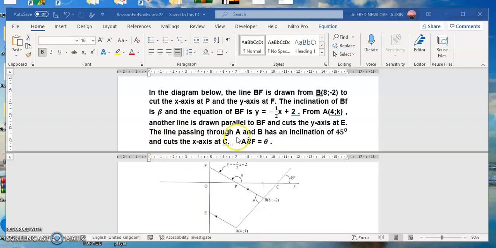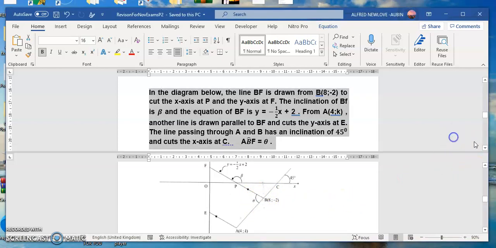The line passing through A and B has an inclination of 45 degrees. So we have this line through A and B, and the angle of inclination is 45 degrees. This is the angle of inclination for this line, and this is the angle of inclination for that one. Then it cuts the x-axis at C. Angle ABF is theta. The size of angle ABF is not given. They said it's theta.